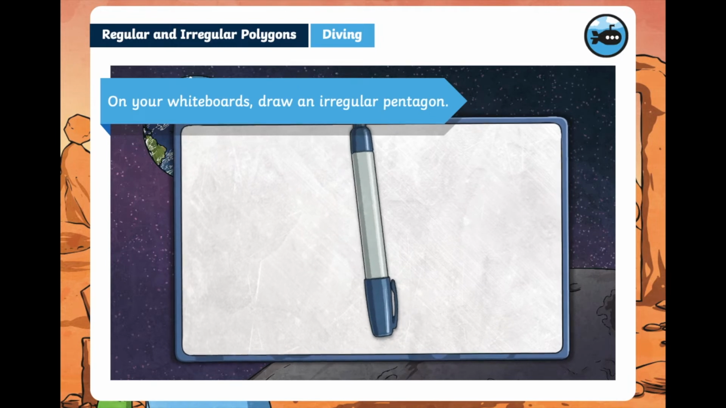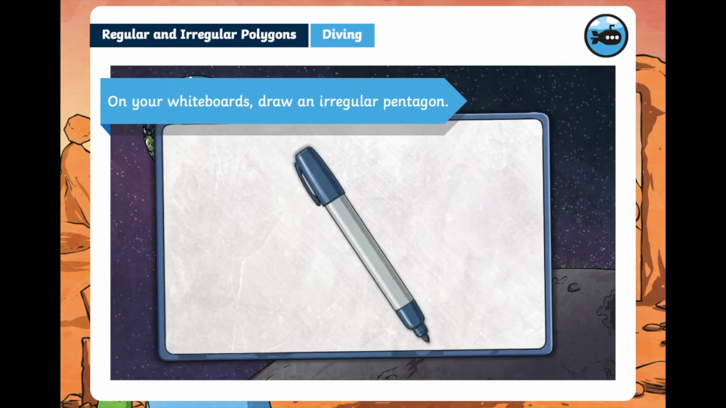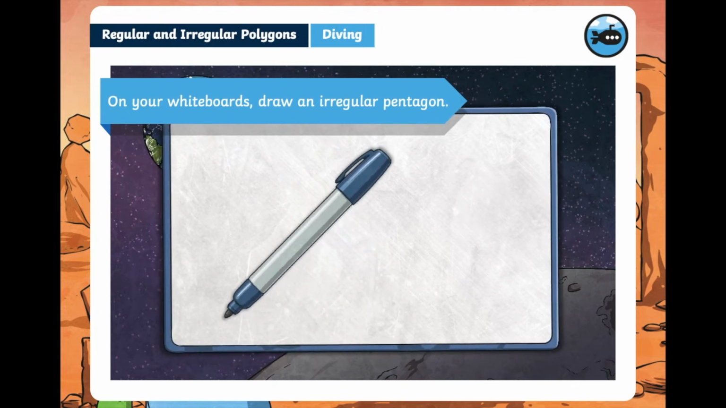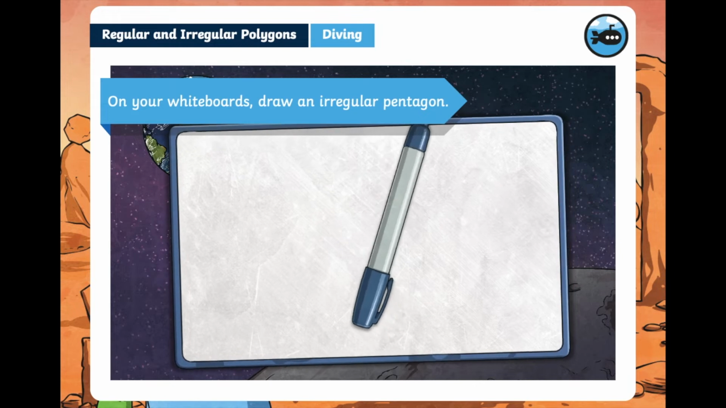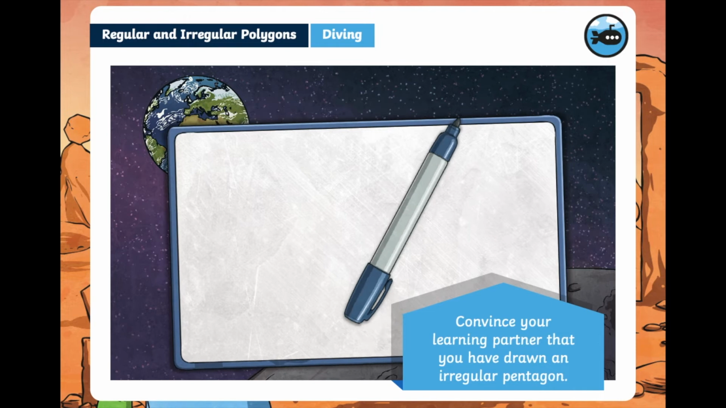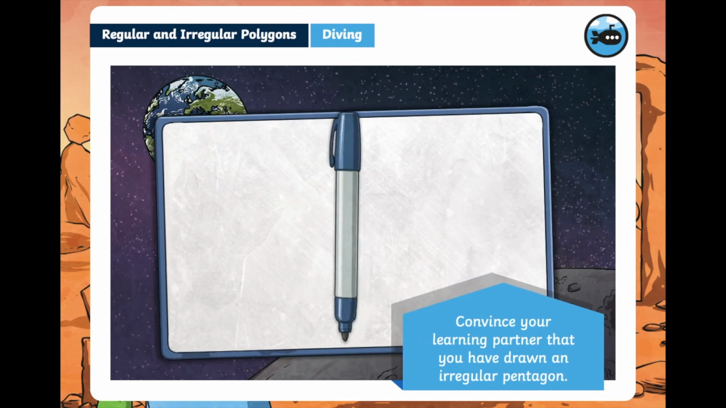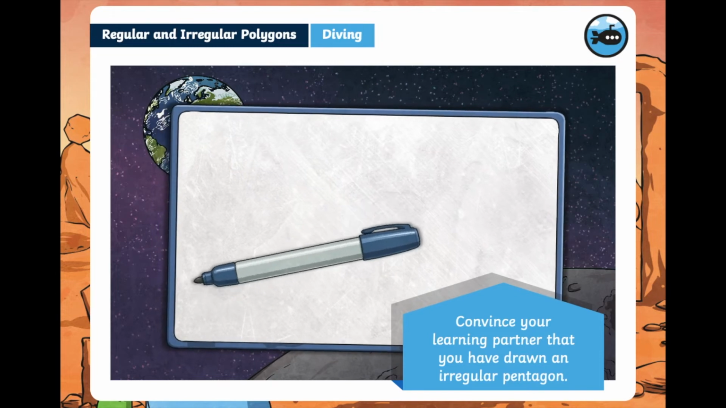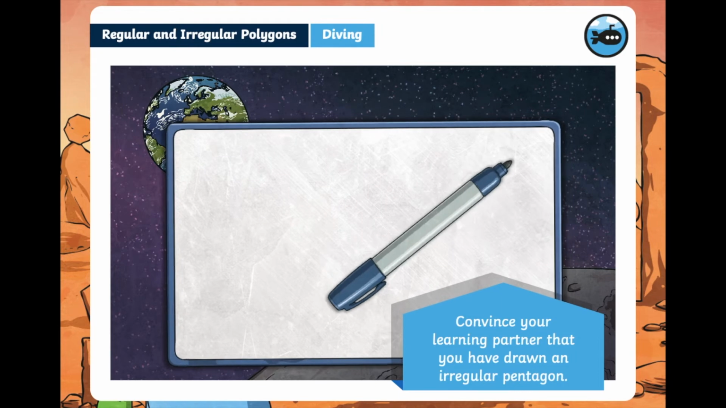Okay, so I know it says on your whiteboards, so if you have a whiteboard you can use that. If not, just use a piece of paper to draw an irregular pentagon. So pause the video here and have a go at drawing an irregular pentagon. And now it says to convince your learning partner that you have drawn an irregular pentagon. So that can be an adult that's helping you, or it can be a sibling, and you need to convince them that you have drawn an irregular pentagon.